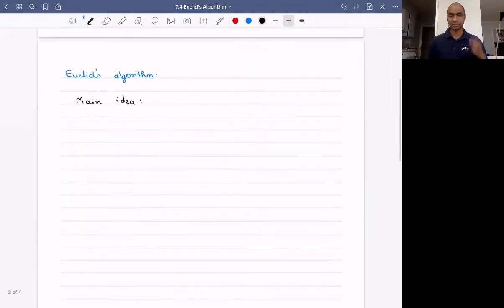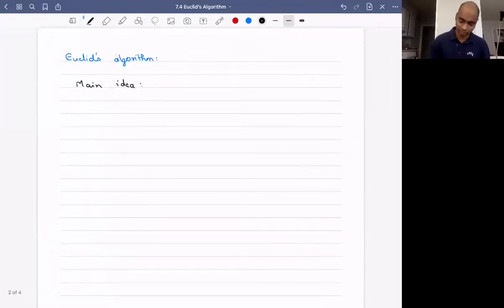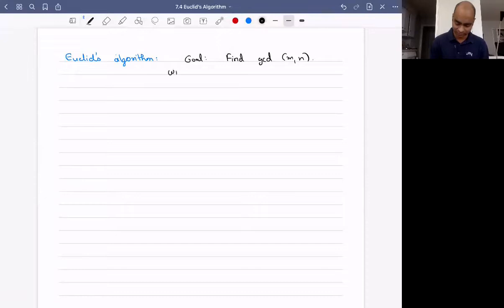So Euclid's algorithm, its goal is to find GCD of two numbers M and N, where M and N are positive integers. We'll stick to positive integers. And let's assume, without loss of generality, that M is bigger than N.